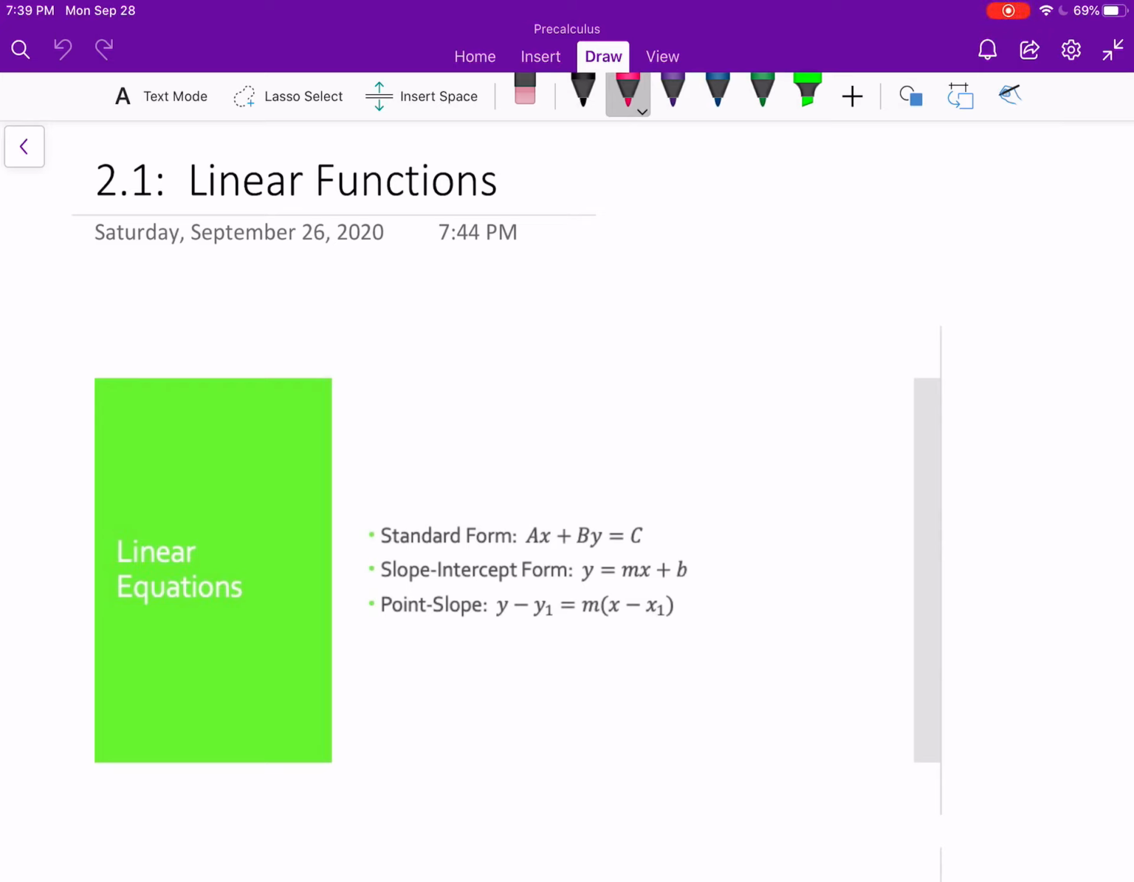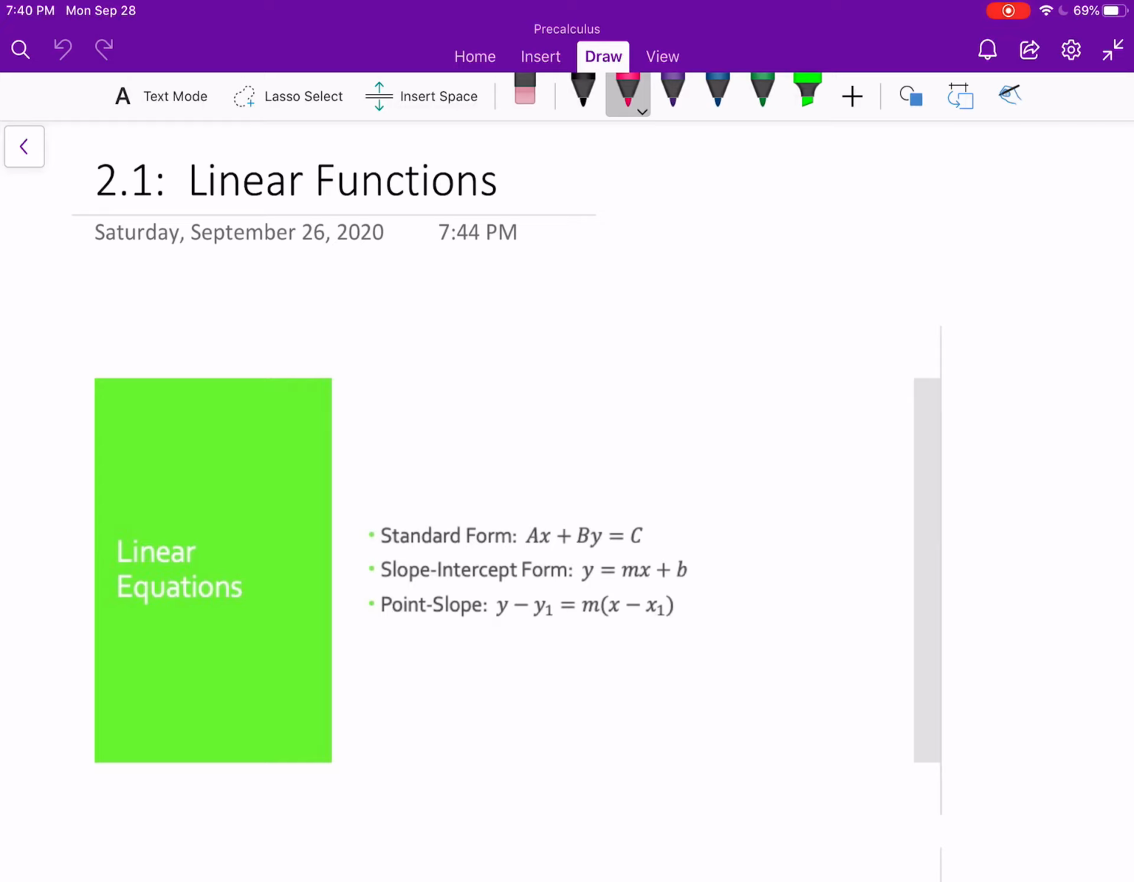This is section 2.1, linear functions. So, a review of Algebra 1. A linear equation, we have three different forms of an equation of a line. So the first one is standard form, ax plus by equals c.